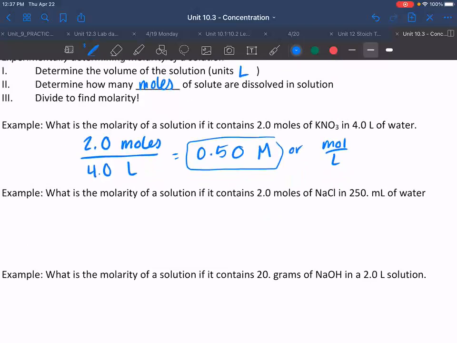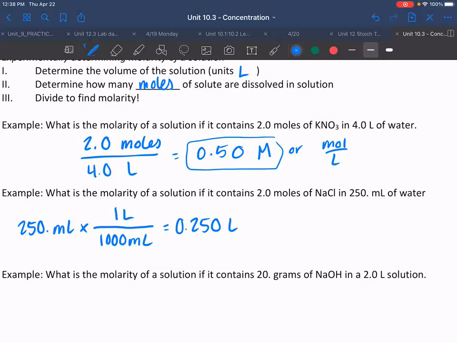All right, the next one says, what's the molarity of a solution if it contains 2 moles of sodium chloride in 250 mL? Now, we have our moles, but what's wrong with our volume? It's in milliliters. So the common conversions between milliliters and liters, I expect you guys to know this. I will not require you to show me the conversion on paper because it's rather simple, but I'll show it for this sake just to remind you how to do it. So 250 milliliters, there are 1,000 milliliters for every 1 liter. That gives us 0.250 liters.